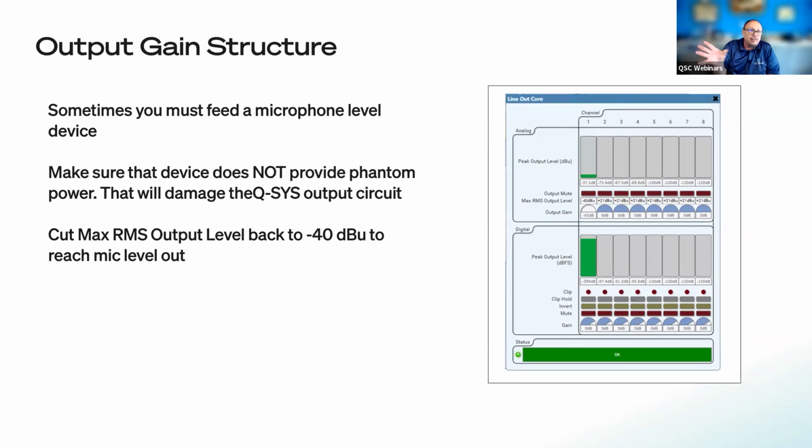Sometimes you must feed a microphone level device. Maybe the only thing you've got is a mic input on a whatever. If that's the case, make sure that the device doesn't have phantom power, because we don't want to bring phantom power back to our Q-SYS output circuitry. But you have the ability here to turn this output gain all the way down to where you're matching that negative 40 dBu that would be an input looking for a mic signal. So it certainly is doable.